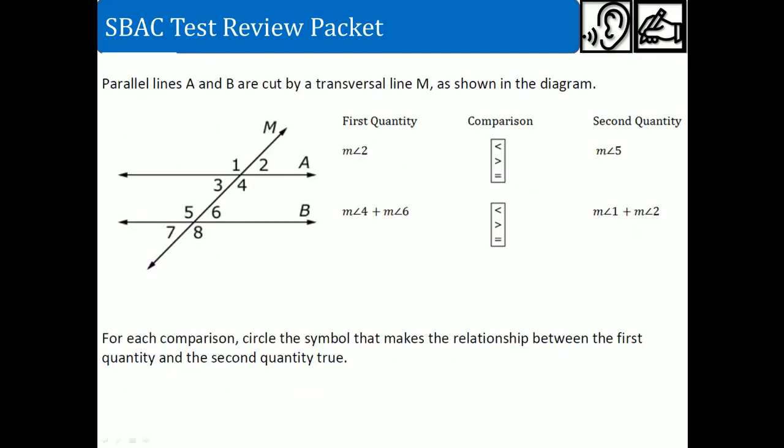Number 9 says, the parallel lines A and B are cut by a transversal M, shown in this diagram. For each comparison, circle the symbols that make the relationship between the first quantities and the second quantities true. It's very easy to read this if you've been doing math for a long while, but just make your life easy if you can't visualize it by plugging in some values, okay? I use these values, okay? Let's get some values in here. The angle 2 is going to be 80, and the angle 4 is going to be 100.